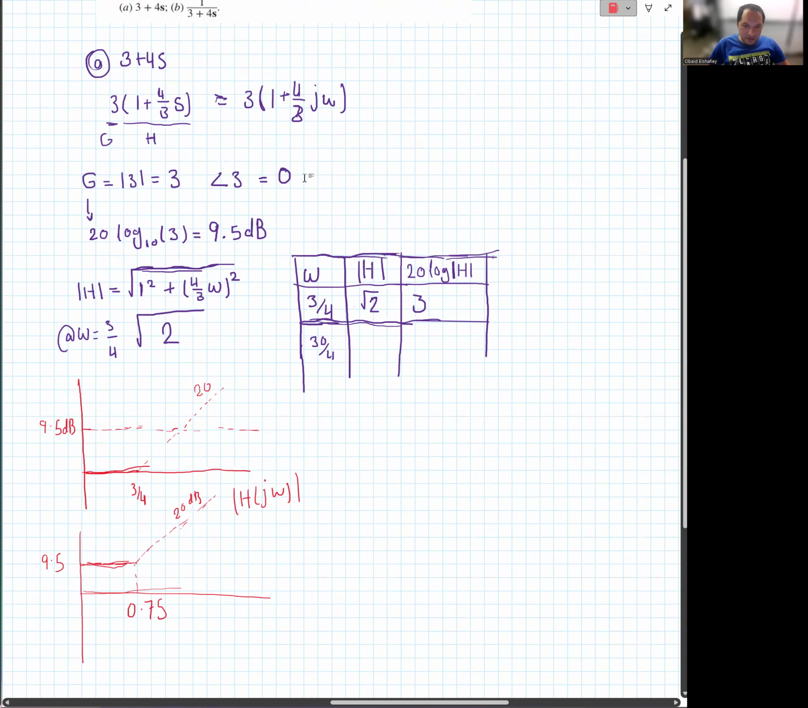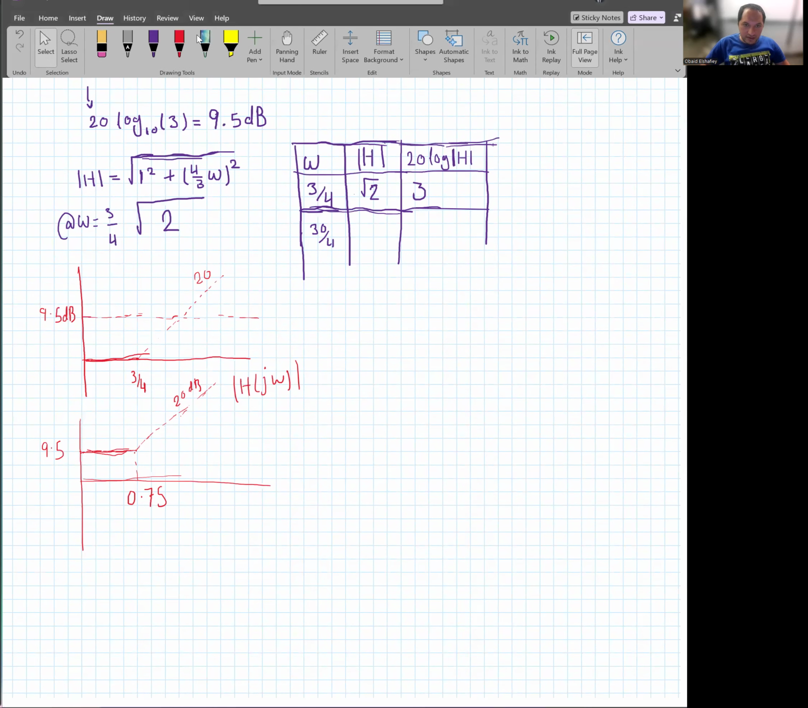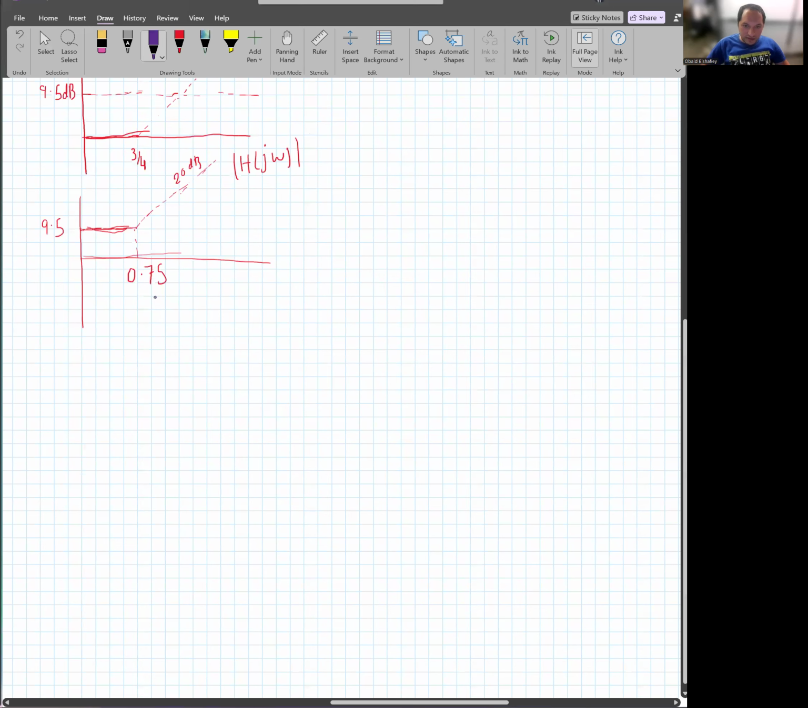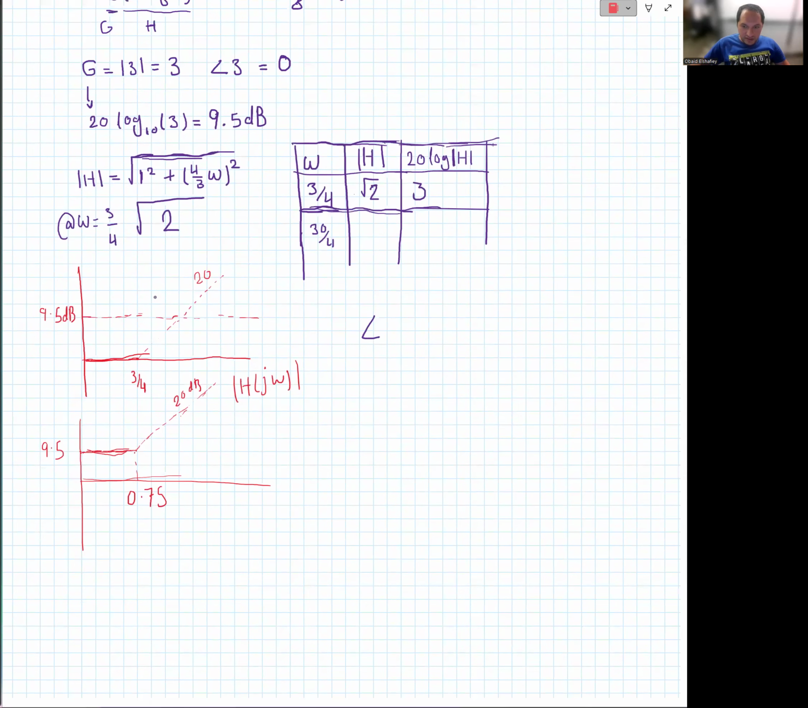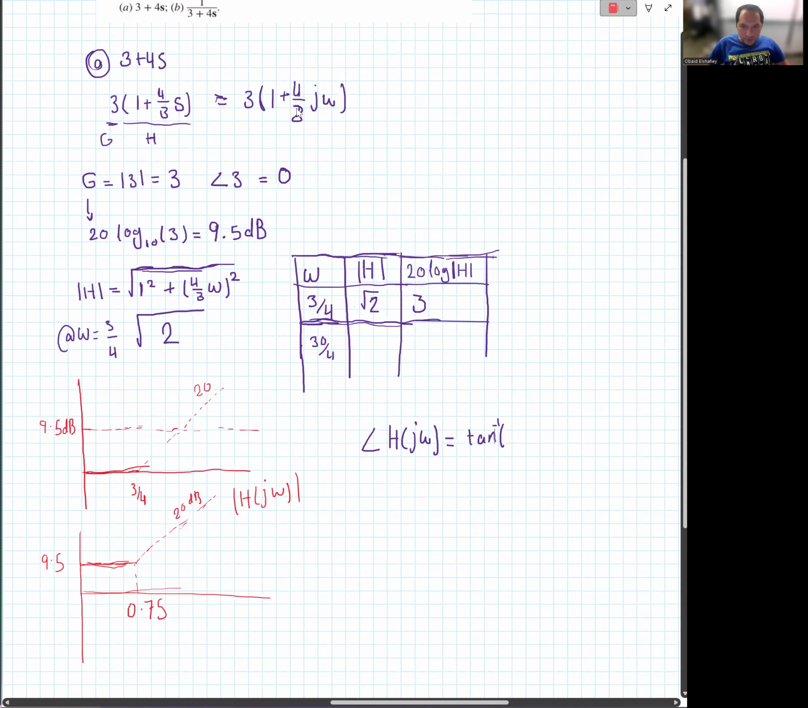Same thing for the phase. So getting the phase of 3 equals 0. Getting the phase of H, let's change our color back. Getting the phase of H, we can write it here. The phase of H of j omega equals tan negative 1 of the imaginary part, which is 4 over 3 omega over 1, which will become 4 omega over 3.